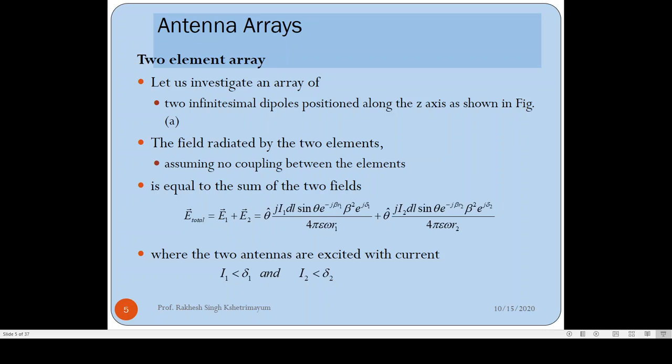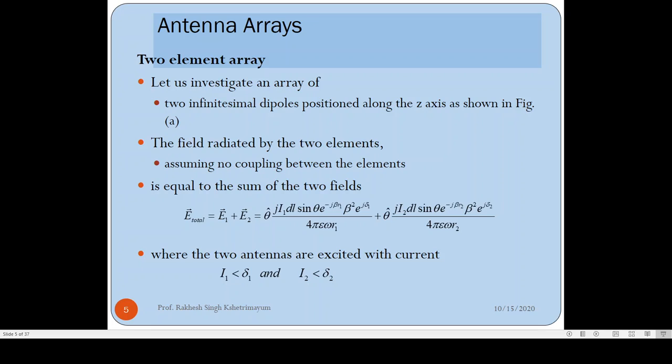So let us first start with the simplest one. Let's start with the two element array. That means in the antenna array we'll have only two elements, and you assume that the two elements are infinitesimally small current carrying elements, Hertz dipoles, which are positioned along the z axis, and you want to find the field somewhere in the far field of the antenna.